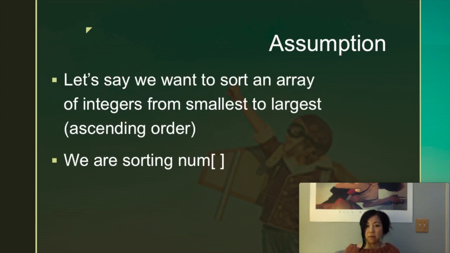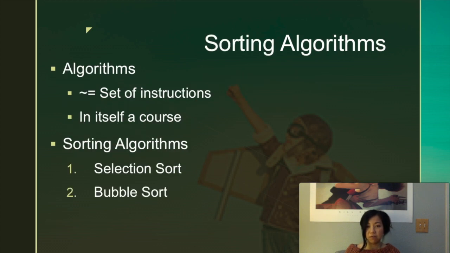But in this demo, to explain selection sort, we are going to assume that we are just sorting numbers from the smallest to the largest, which we call ascending order. The array that we are going to sort is num. That's the name of the array.